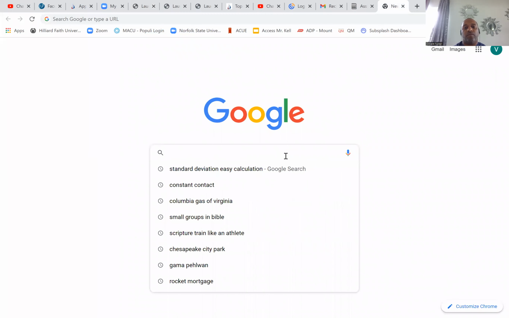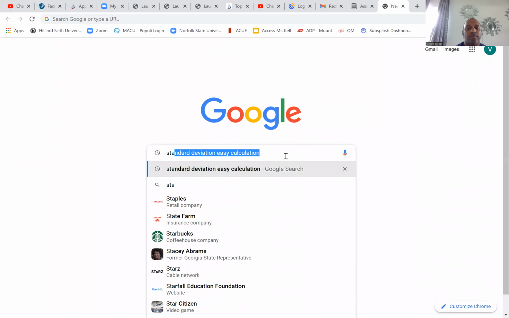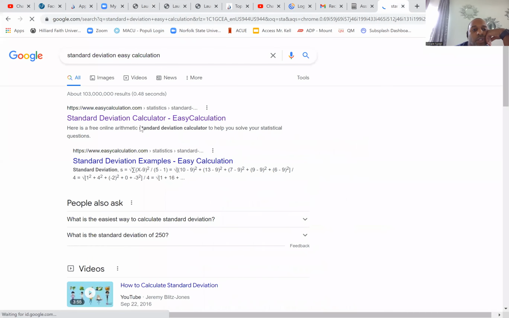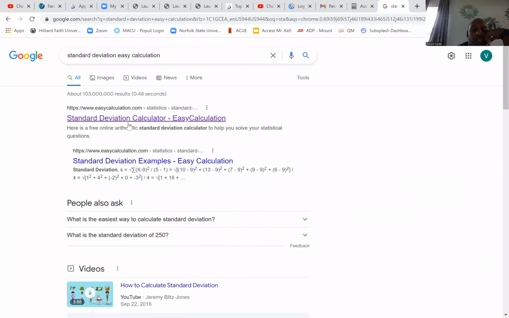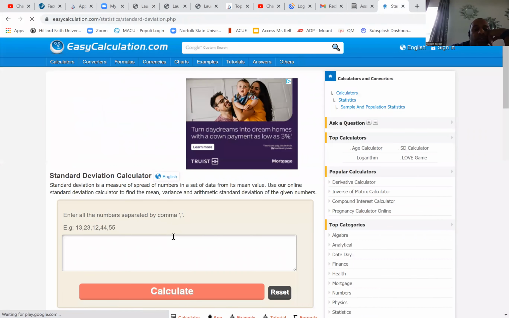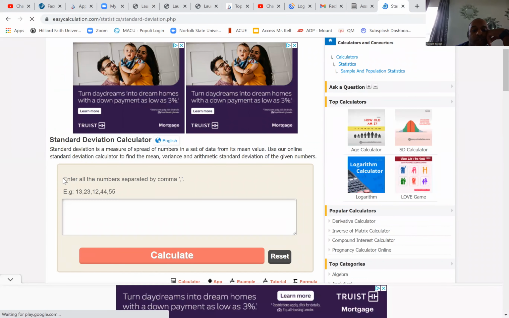All right, so standard deviation, easy calculation in Google. And this is the first one right there. So if you don't want to use easycalculation.com, like I said, that's fine. But you can Google standard deviation calculation and see what other websites pop up. Or like I said, if you want to download an app from the App Store or whatever, that's there for you to do as well. So here, just make sure you pay attention to whatever directions they tell you. In this case, they tell us to use commas to separate our numbers. I've seen where it says separate by space. Some say separate by semicolon. It just depends on what your website or app is telling you to do.